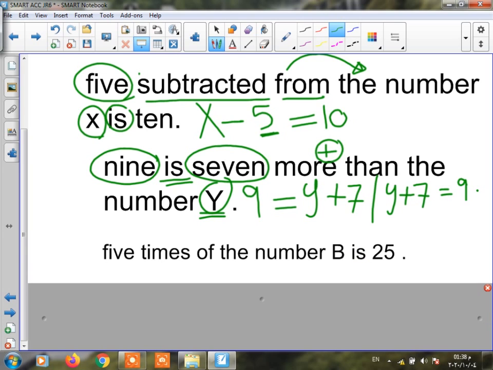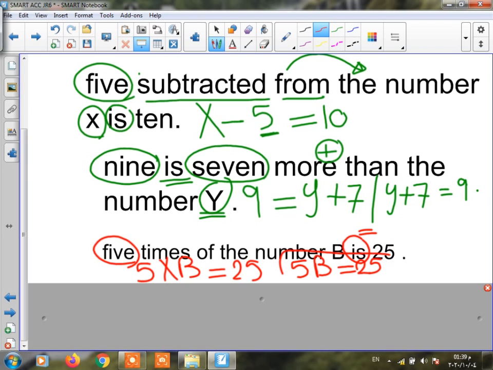Okay? The next one, I have here number 5 times the number b. 5 times the number b is, what does is mean? Equals 25. And we said 5 times b will be 5b equals 25. Because this is my equation.